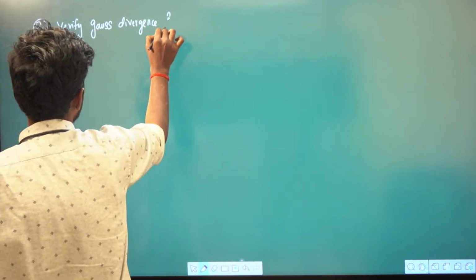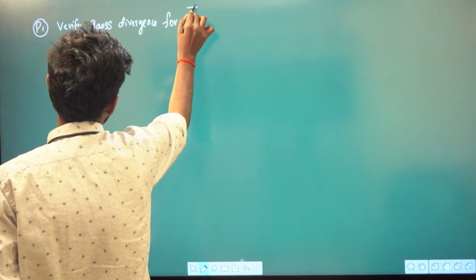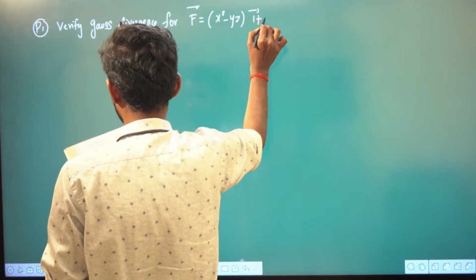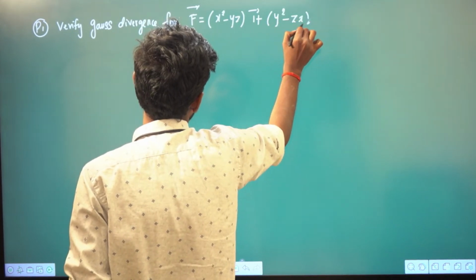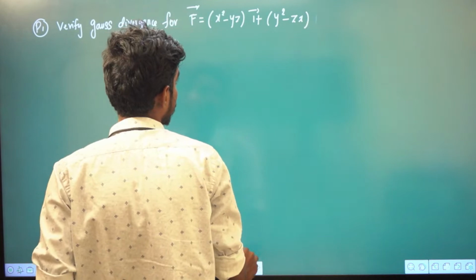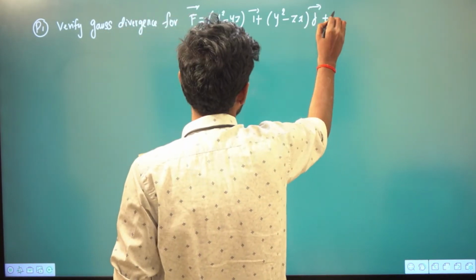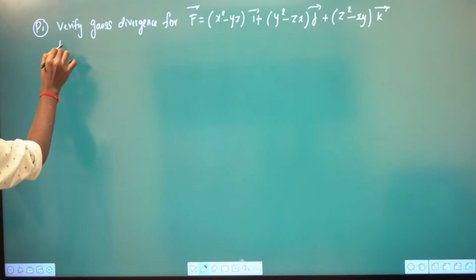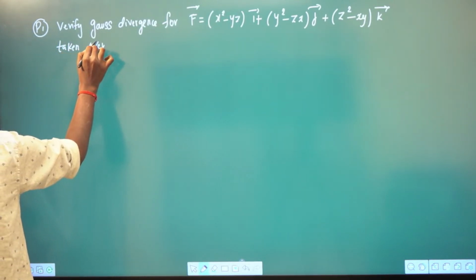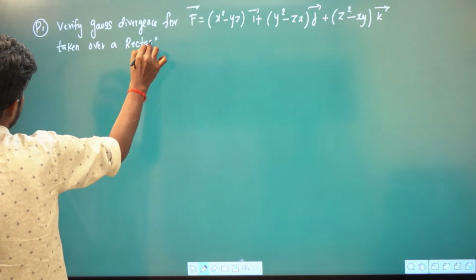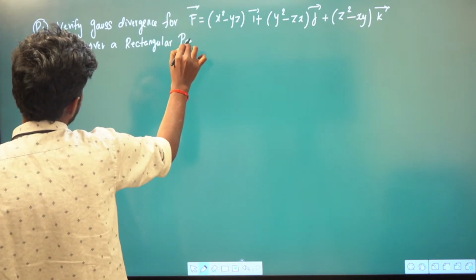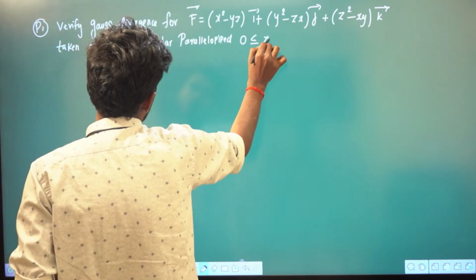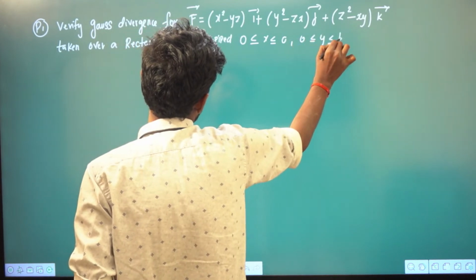So verify the Gauss divergence theorem for the given F. The vector function F is (x square minus yz) i vector plus (y square minus zx) j vector plus (z square minus xy) k vector, taken over a rectangular parallelepiped, and they are given the bounds for x, y and z.